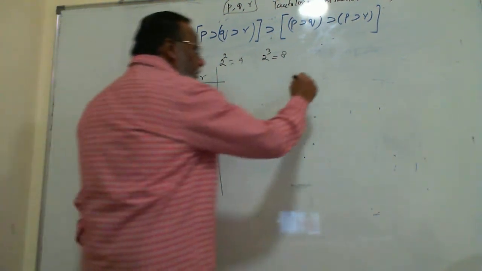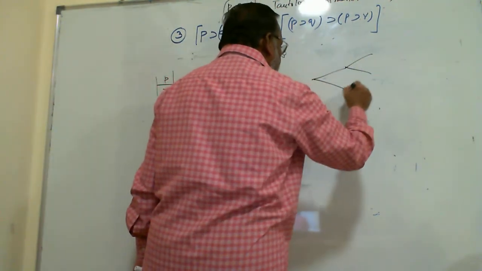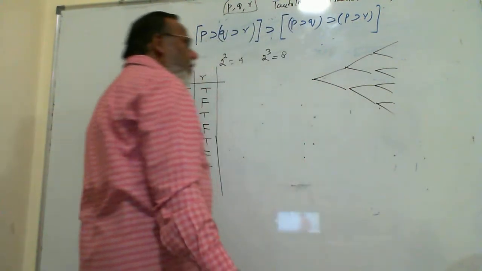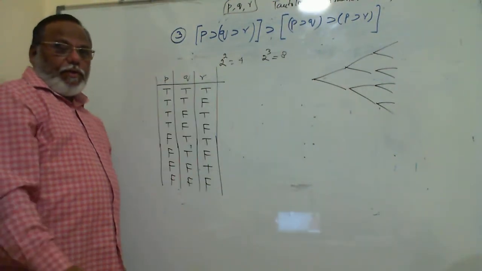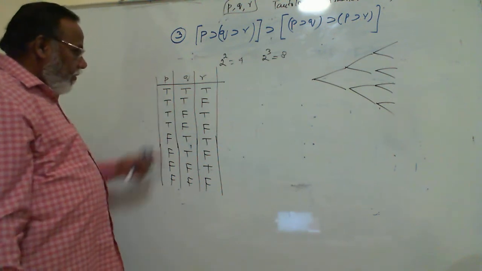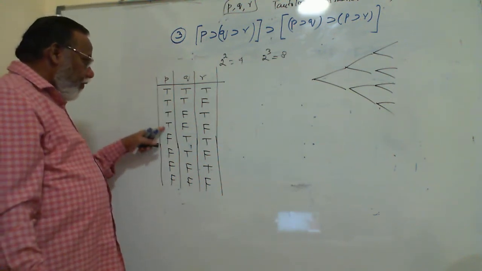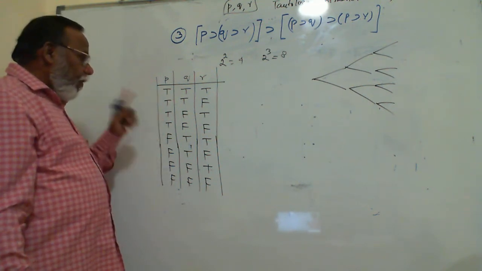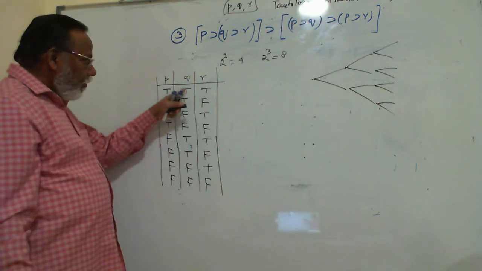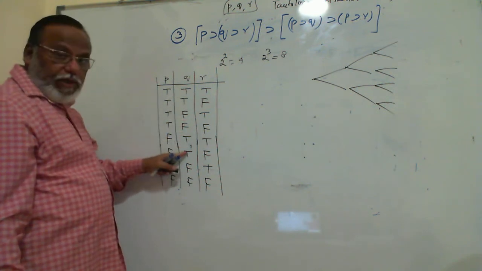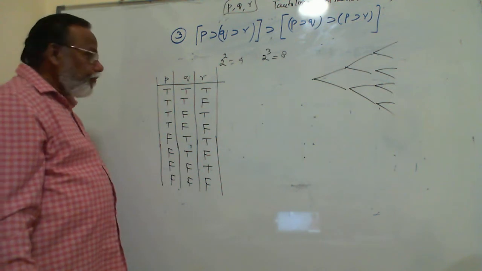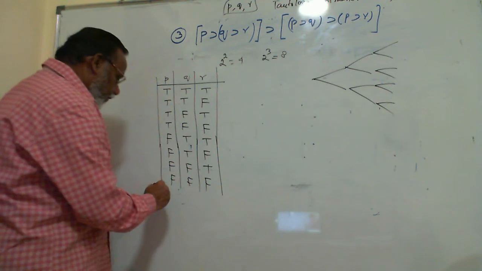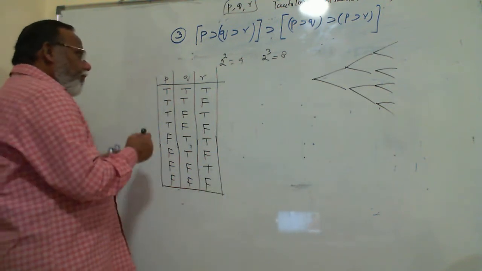You can get it by using a tree diagram, but it is easy to remember this way: the first 4 are true, the other 4 are false, and every 2 in the second column changes from true to false, true to false. And in the third column you change alternately: true, false, true, false, true, false. So you get the combinations as required.